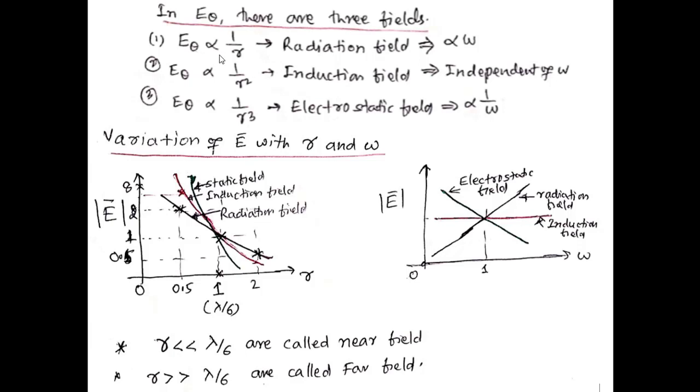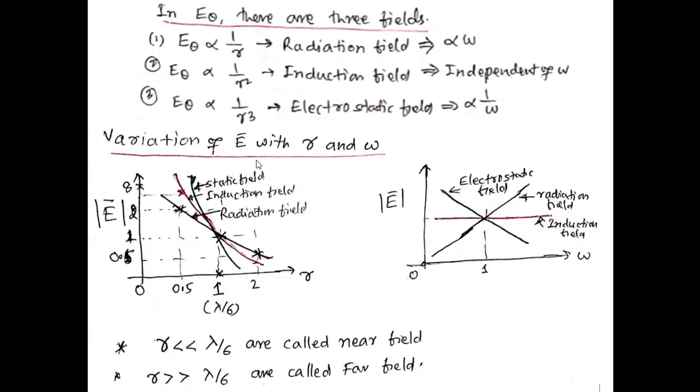One field is inversely proportional to r, it is called the radiation field, and it is directly proportional to angular frequency. Another E_θ field is inversely proportional to r², it is called the induction field, and it is independent of angular frequency. The third component is inversely proportional to r³, and it is called the electrostatic field, and it is inversely proportional to angular frequency.